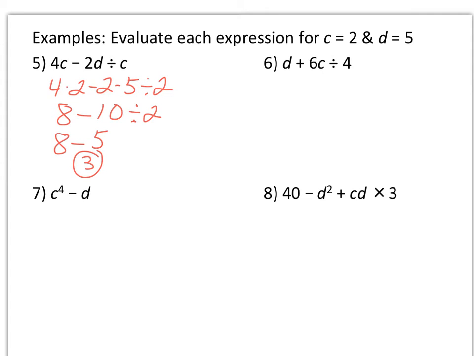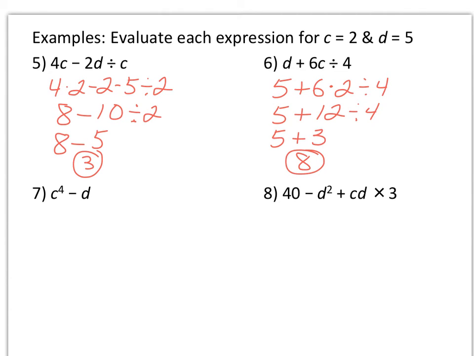Okay, in the next one, let's substitute in first. So for d, we'll have a 5. And then plus 6 times 2 divided by 4. All right, go ahead and do the multiplication. So 6 times 2 is 12, divided by 4. Again, division before addition. So 12 divided by 4 is 3. 5 plus 3 gives us 8.